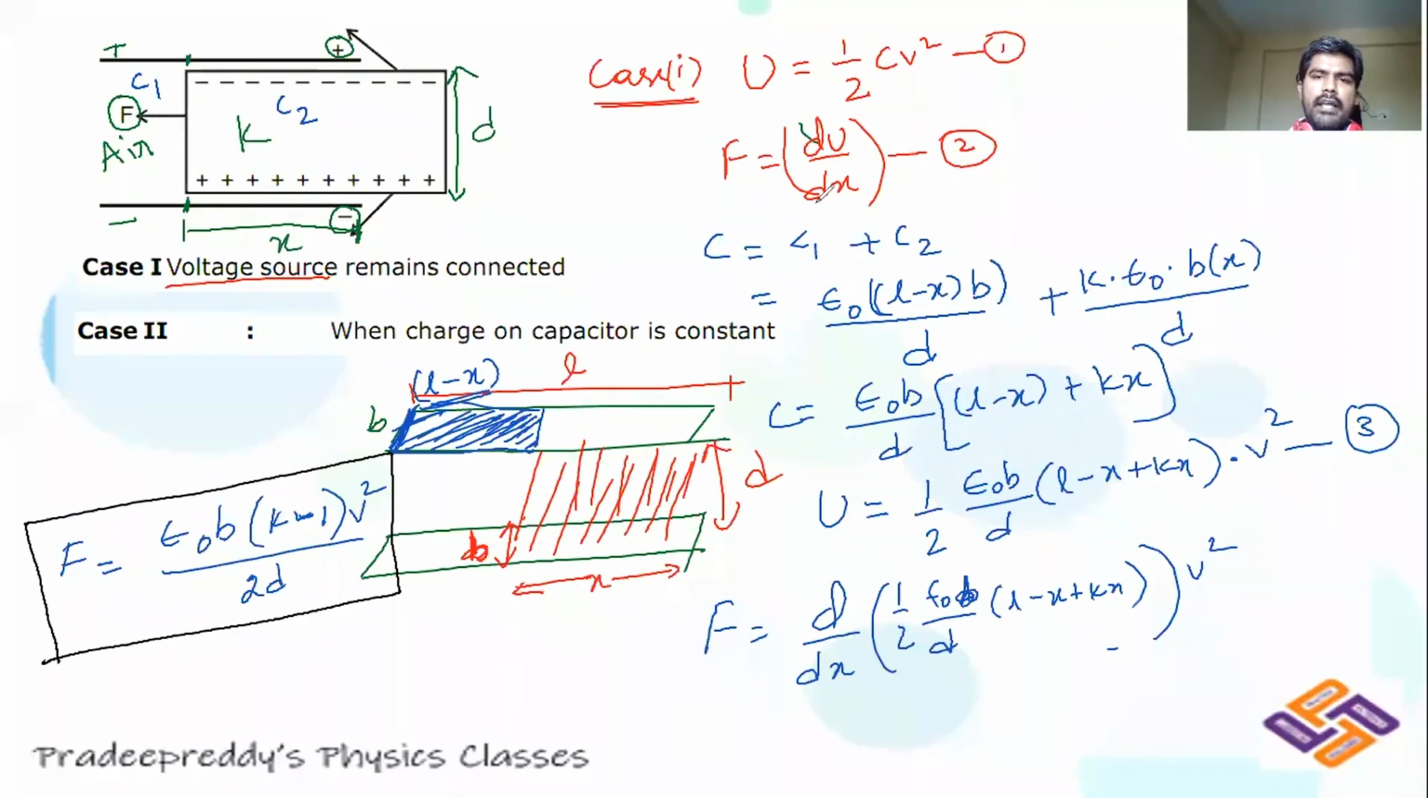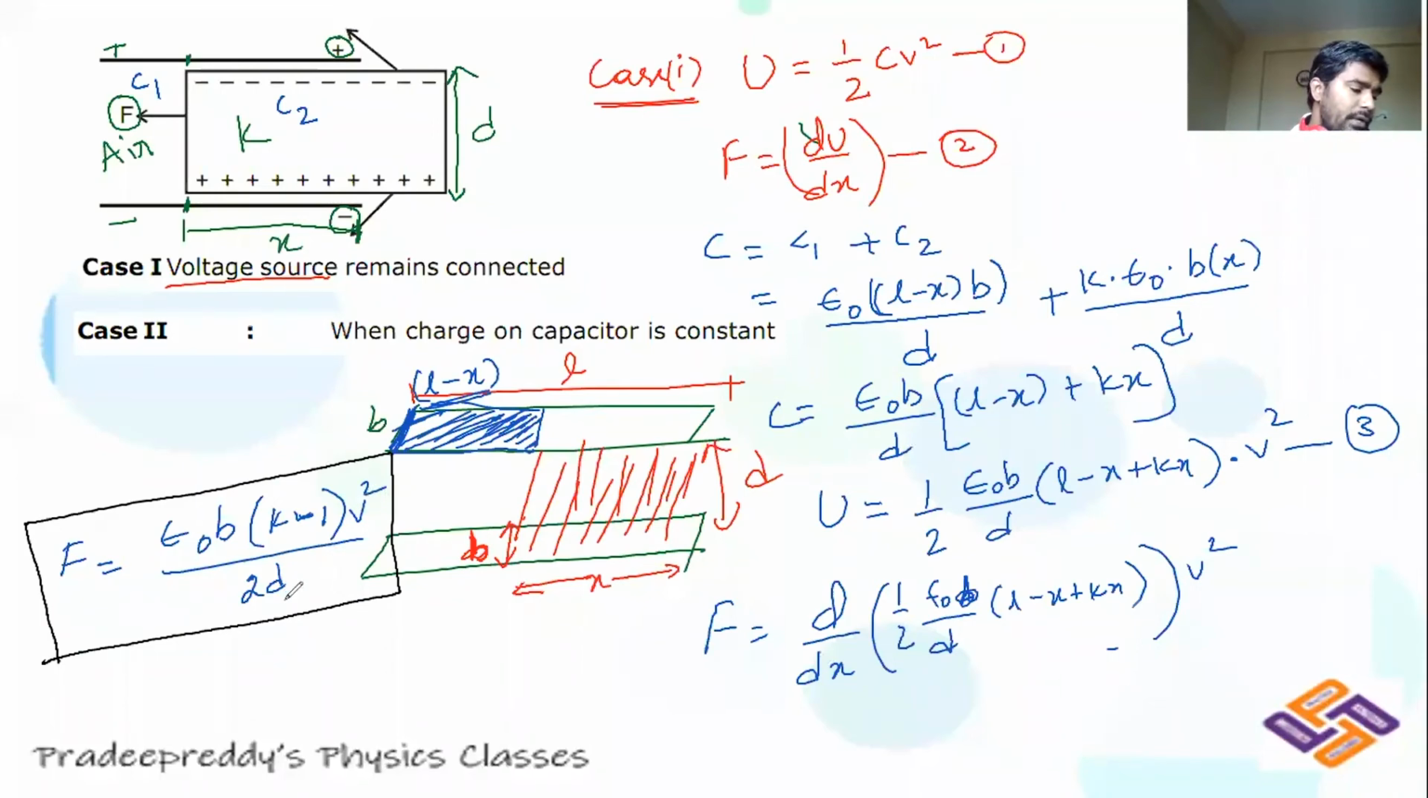This is the force acting on the dielectric slab which is being partially filled in between the plates of a charged capacitor with the battery not disconnected. The voltage source is connected. That is the reason V remained as it is in this expression. So whenever you get a problem based on this concept, you need to use this formula directly. It is epsilon naught B, where B is the breadth of the plates, K minus 1, where K is the dielectric constant, V square as it is, divided by 2D.